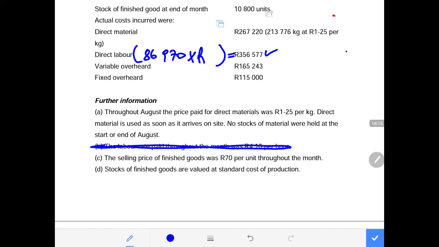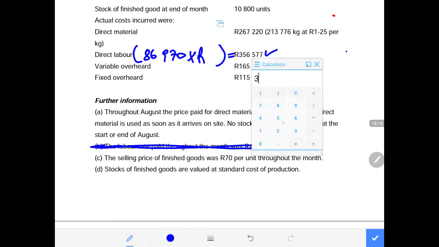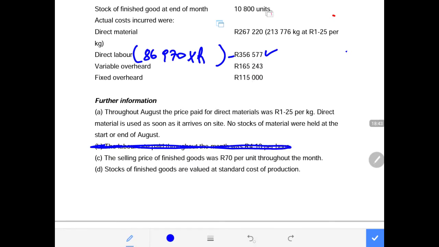When we are looking for the rate, we'll say the total cost again, 356,577 divided by the hours of 86,970. That means our employees were paid 4 rand 10 cents and they worked 86,970, and the total will be 356,000. By saying 4.10 per hour, multiply this by the hours that were worked. So the 4 rand 10 cents might not be given. Please be mindful of that, but still be able to calculate it.